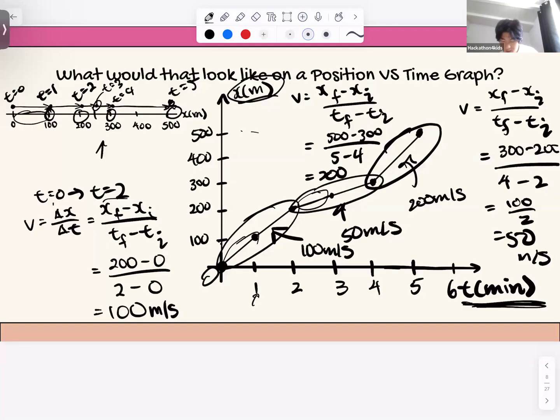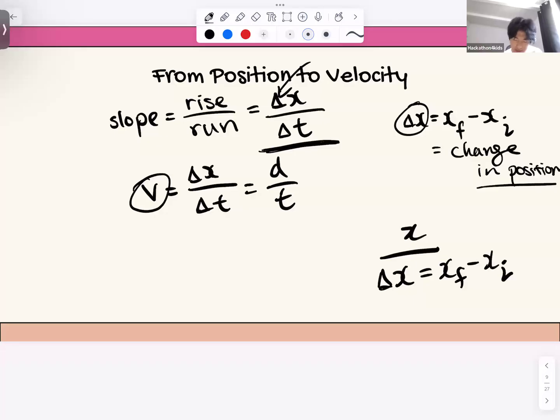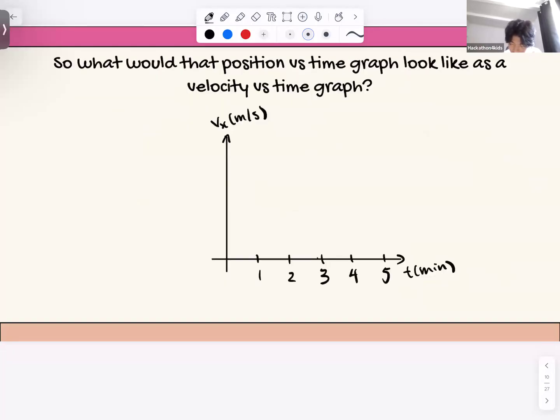Okay. And this is all when there is no acceleration, okay? So you can only do this when there is a straight line on a position versus time graph. And if it's curved, then that means there is acceleration, if you see this on a position versus time graph. We'll go over that later if we have time later today. Okay.